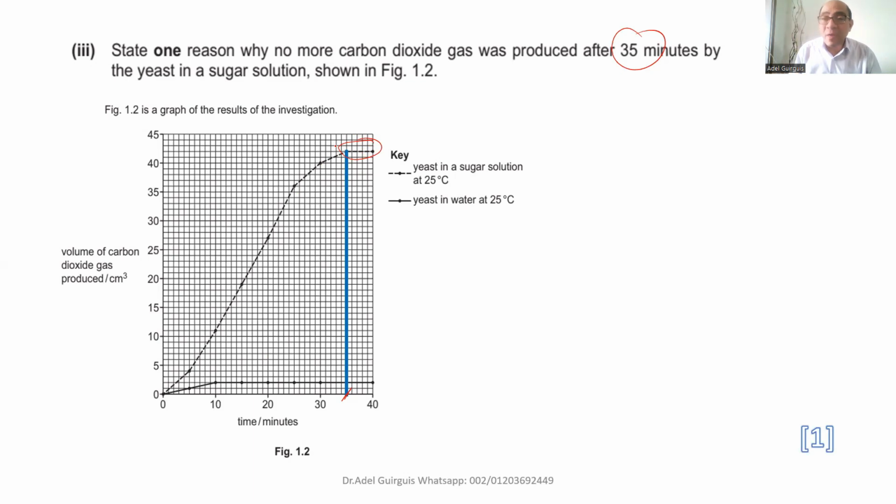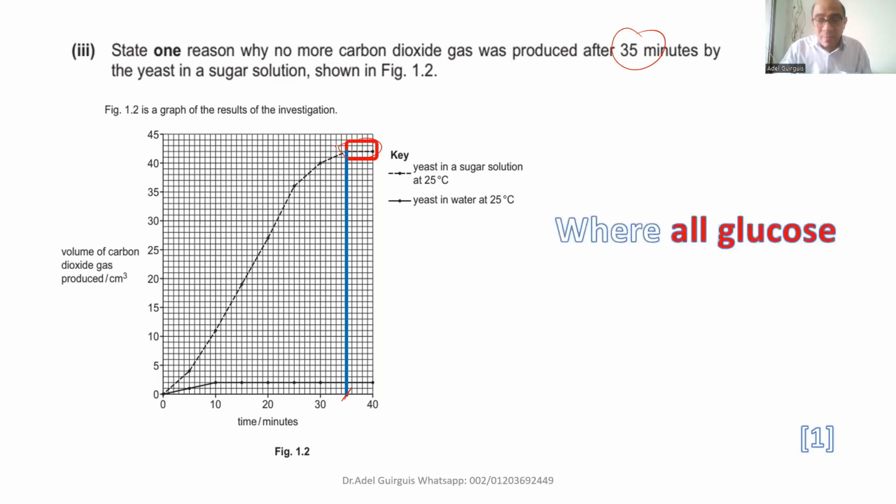Why was no more carbon dioxide produced after 35 minutes? For sure, as long as glucose is present, the yeast cells respire anaerobically, in absence of oxygen. As glucose runs out, is used up, there is no respiration. Where is the substrate? The enzyme of yeast is ready, but the substrate, glucose, is absent now. So the answer: all glucose is used up or respired after 35 minutes of the experiment.